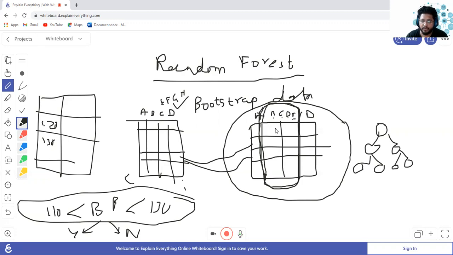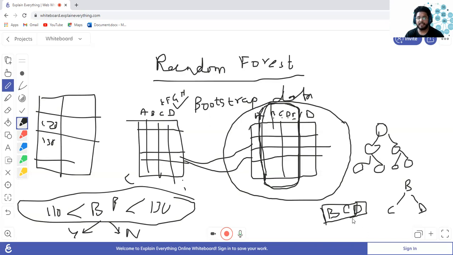In step 1, only consider, say, B and C columns. Think that we have only B and C columns in the entire data set. We don't have A, D, E, F, G, nothing. Only B and C. Or say one more, we take B, C, D. We will think that we have only B, C, D columns. Considering B, C, D columns, I will create a decision tree.